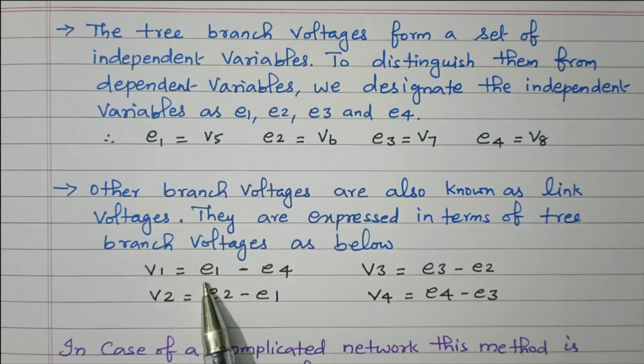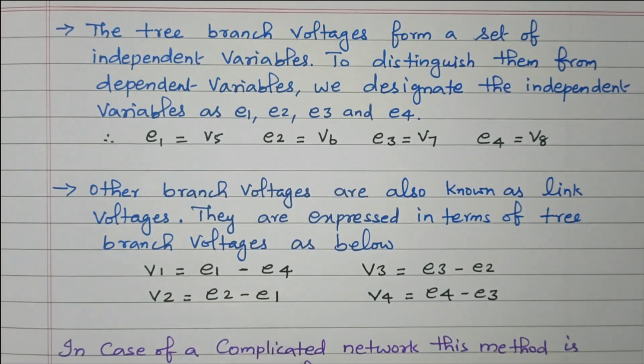So V1 equals E1 minus E4, because V1 is connected between E1 and E4. V2 is connected between E2 and E1, so E2 minus E1. V3 equals E3 minus E2. V4 equals E4 minus E3. Now we'll see how we are getting V1 equal to E1 minus E4.